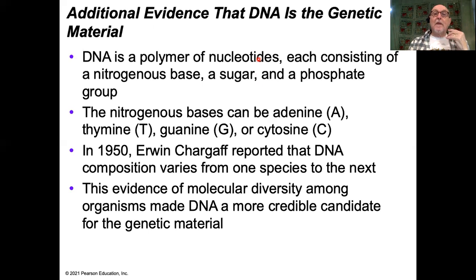DNA is a polymer. The monomers that are joined together to make the polymer are nucleotides, and each consists, as I've told you, of a nitrogenous base, a sugar, and then a phosphate group. I'll remind you about their disposition in a minute. Those are the four nitrogenous bases: adenine, thymine, guanine, and cytosine.